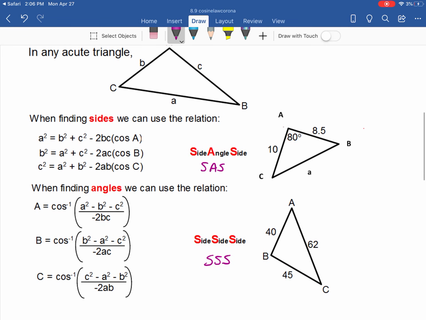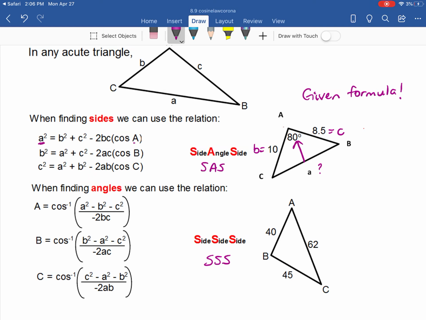So the cosine law, there are three cases: side, angle, side, and side, side, side. Okay, so if you look at this little triangle to the side, triangle ABC, we have side C and we have side B, where we don't know side A, but we have the angle across from it. So when you write the cosine law out, you would be given that formula.